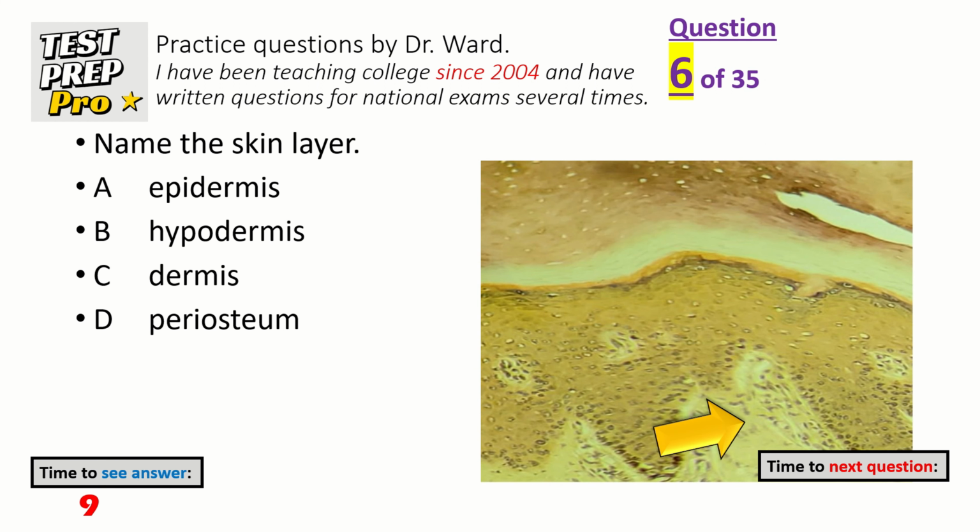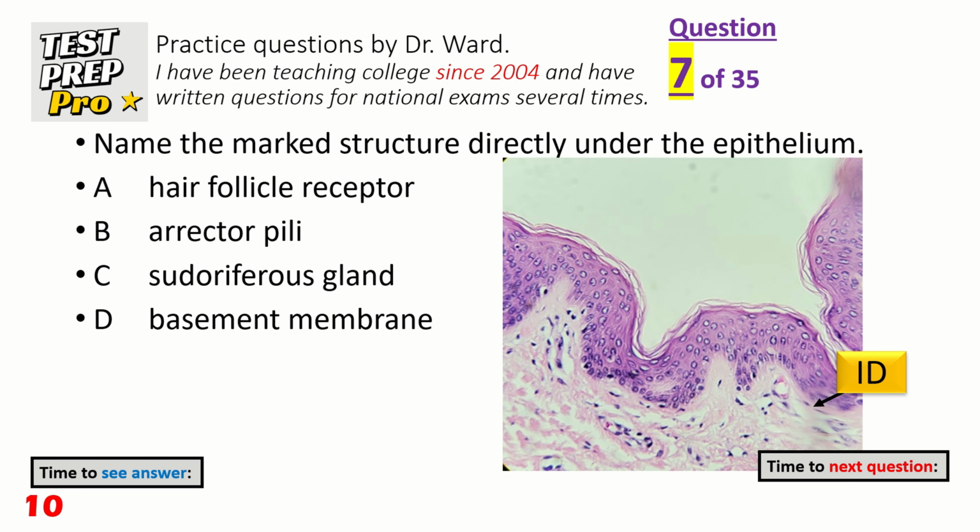Name the skin layer. It's not the top layer of skin, it's the next one down. The dermis. Name the marked structure directly under the epithelium. It helps to hold it to deeper tissues. Basement membrane.